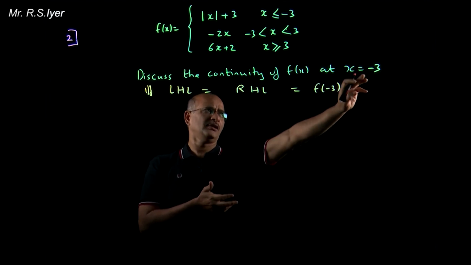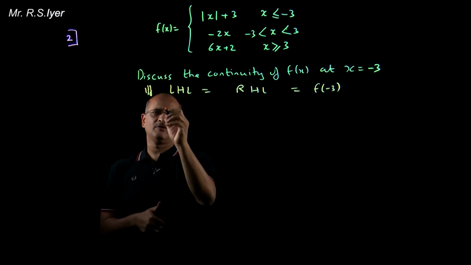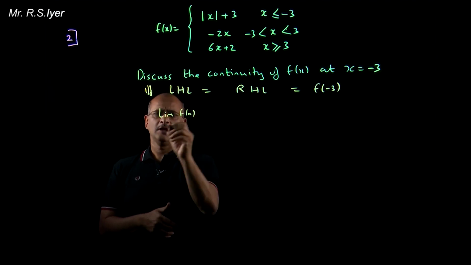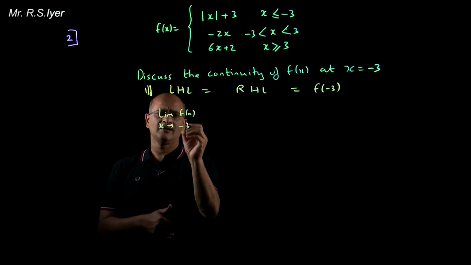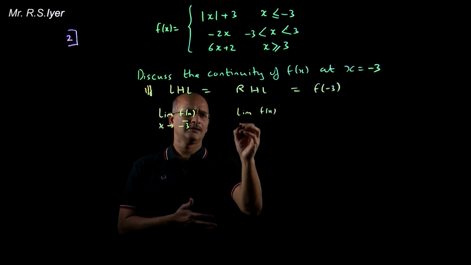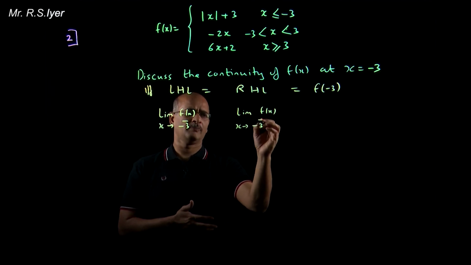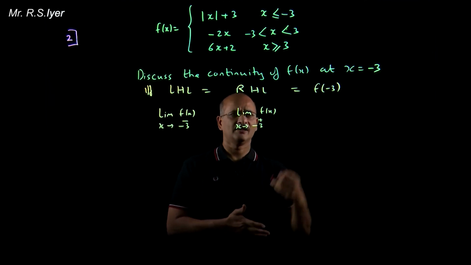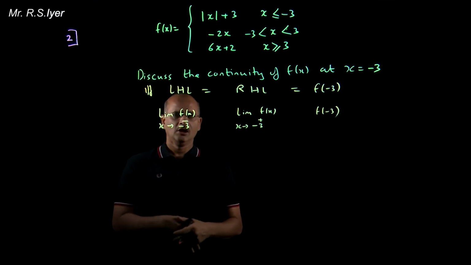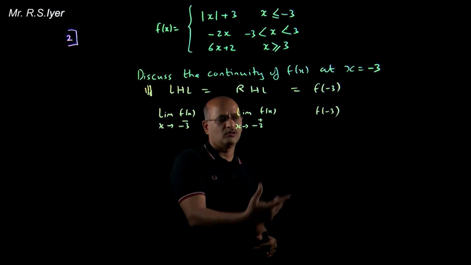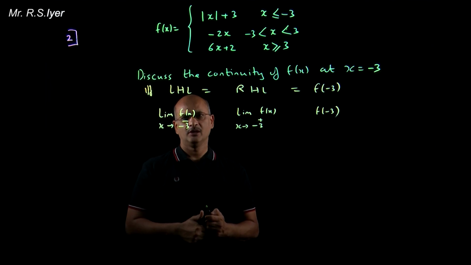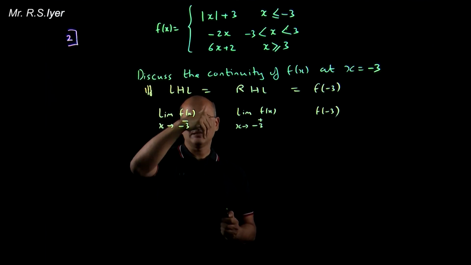Now f is at x equals -3. So left hand limit will be left of -3. So limit of f(x) as x tends to -3 minus, limit of f(x) as x tends to -3 plus, and finally f of -3. I can write it down once again as it is. Now this you have to find the value, this you have to evaluate, this you have to evaluate. But to evaluate, children, you need to know what function you have to consider. So x tends to -3 minus means left of -3.